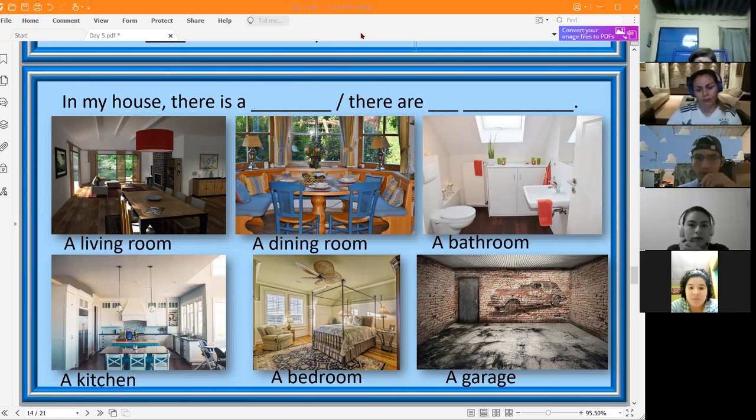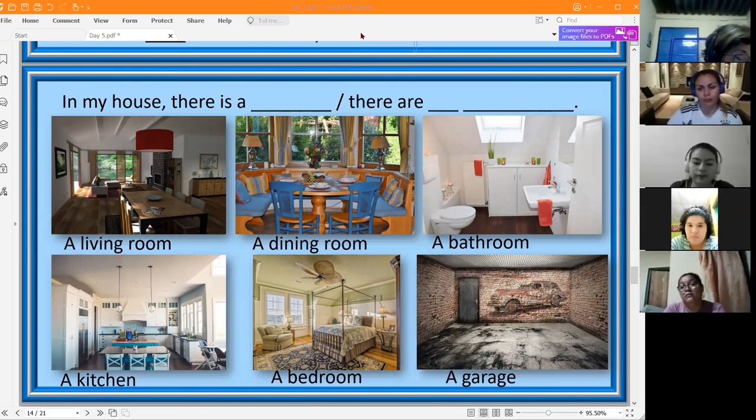Hi. In my house, there is a living room. There are three dining rooms. There are two bathrooms. And there are two kitchens. There are four bedrooms and there is no garage. There is no garage. Okay. Thank you very much. How about Kenya Abigail Espinosa?